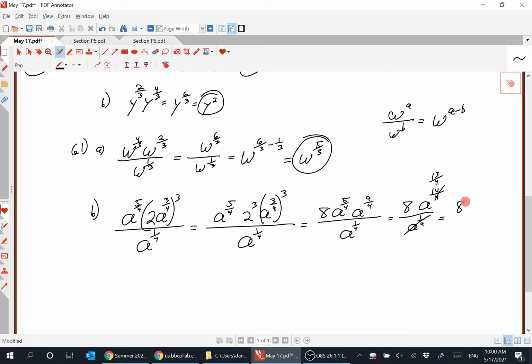So then we're left with 8a to the 13/4. And since we've emptied out all the factors on the bottom, it's just a 1, not a 0, because it's essentially a to the 0 on the bottom. But then, of course, you don't want to write something like that over 1. So that would be the simplest form. Any questions on those?